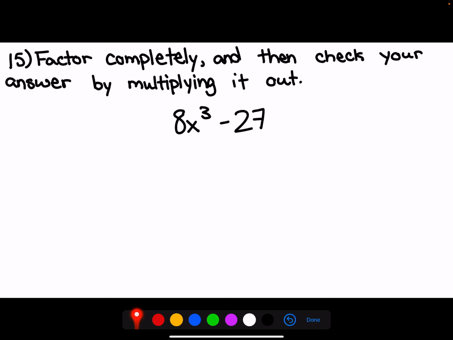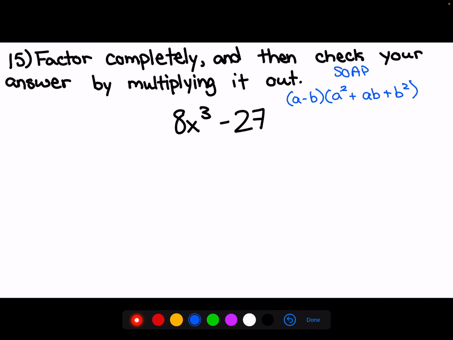Factor completely and then check your answer by multiplying it out. We have 8x cubed minus 27. First thing that we want to do here is we see that's a difference of cubes, so we'll write out our formula. So we have a minus b, and we don't want to forget our SOAP. Same, opposite, always positive.